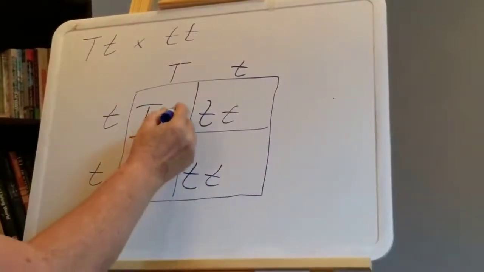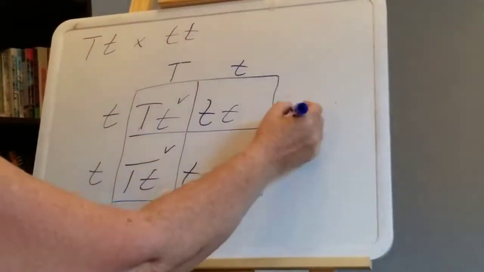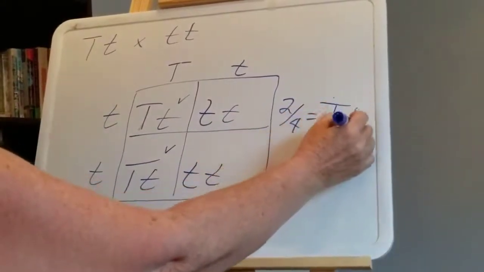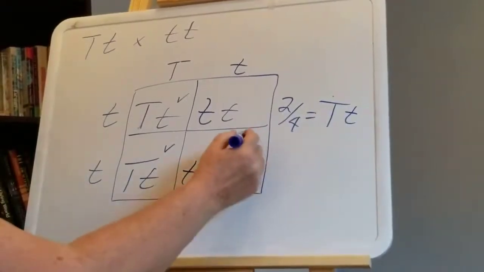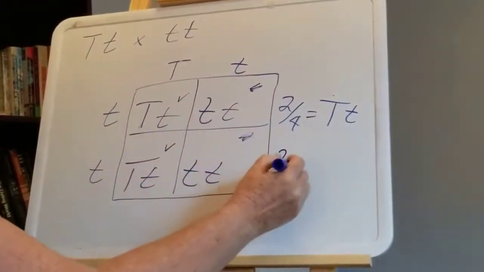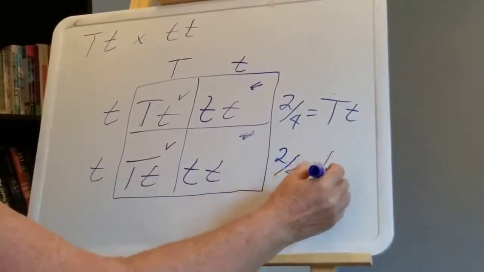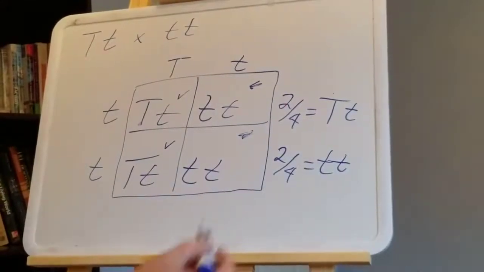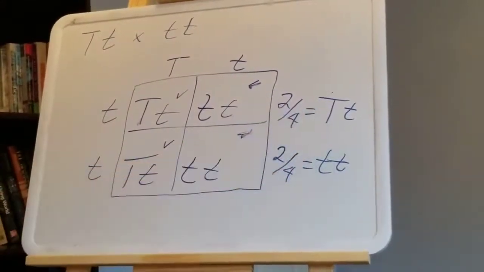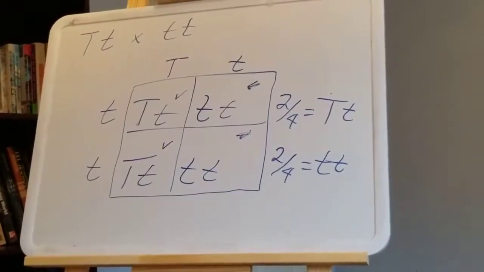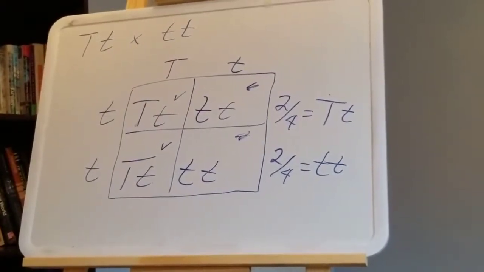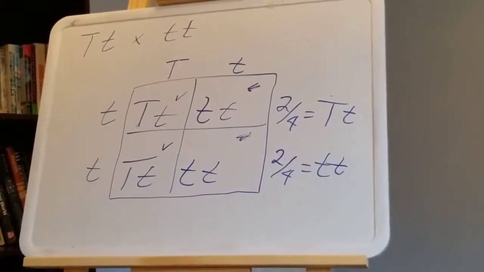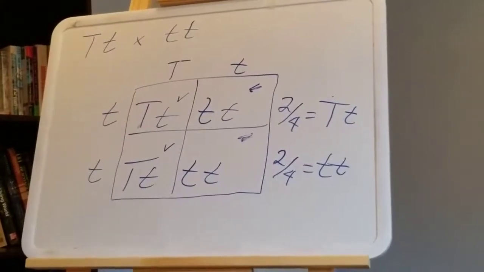Notice in here you've got 2 of the 4 boxes, so 2 out of 4 is a big T, little t. And then 2 out of 4 are little t, little t. For the phenotype, as long as you have one big T for complete dominance, they can roll their tongue. So 2 out of 4 can roll their tongue, 2 out of 4 cannot roll their tongue. So this would be an example of complete dominance.